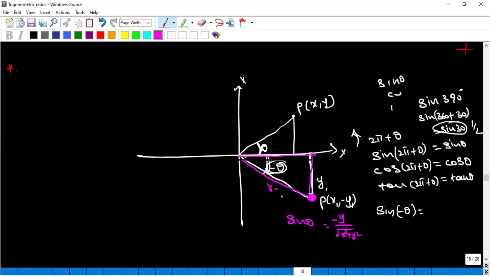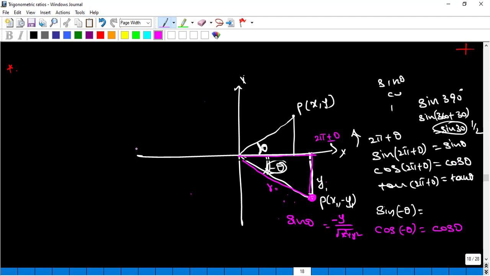Hope everyone understood. Same like cos minus theta is nothing but cos theta only. Why? In fourth quadrant, cos is positive. That's what all silver teacups says: cos and its inverse secant is positive in fourth quadrant. Okay? This is about 2 pi plus theta or minus theta.